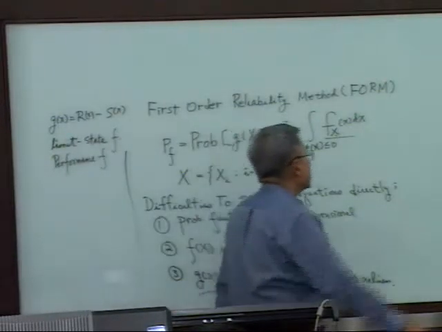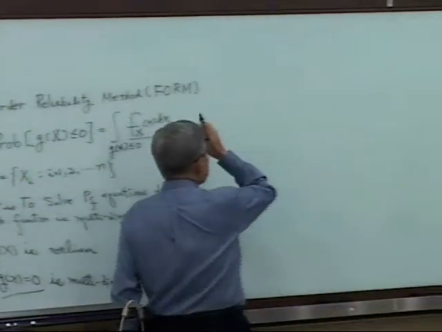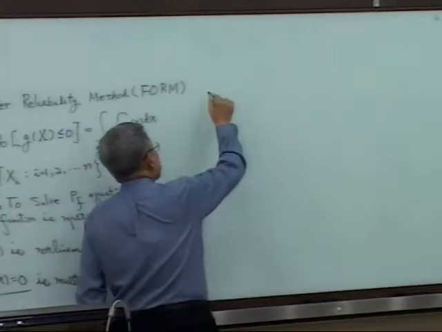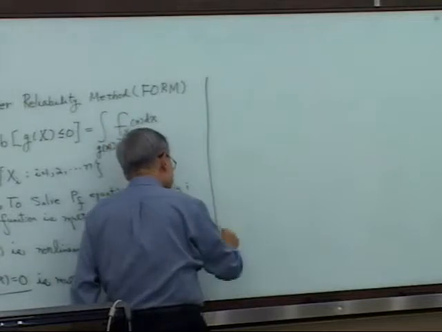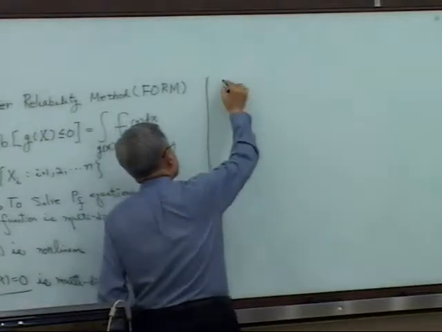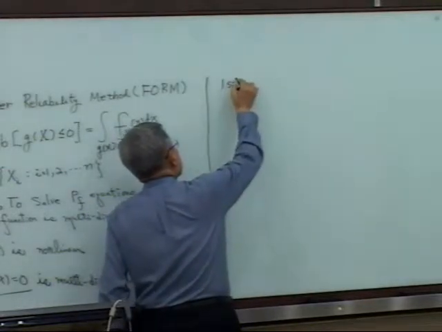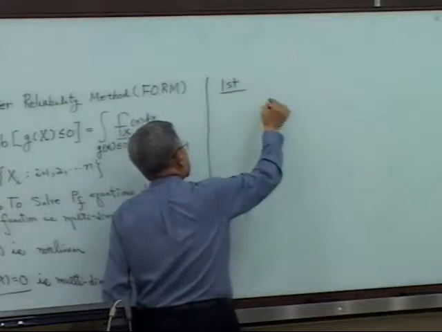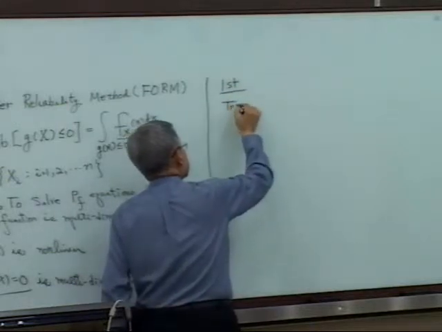So for the first order reliability method, the first thing to do is transformation.